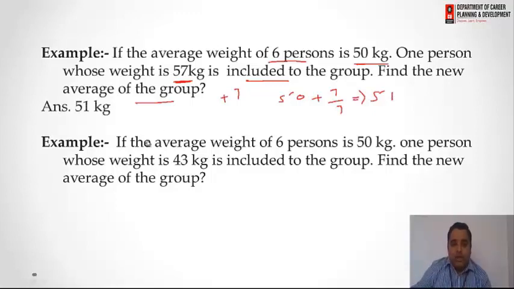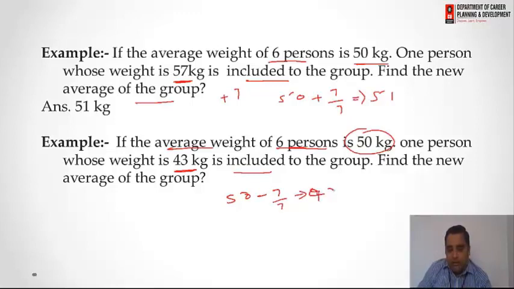Now the next question: if the average weight of 6 persons in the group is 50 kilograms and a new person whose weight is 43 kilograms is included in the group, find the new average. The new person weighs 7 kilograms less than the previous average, hence the new average is 50 minus 7 by 7, that is 49 kilograms. So this is the answer for this question, that is 49 kilograms.